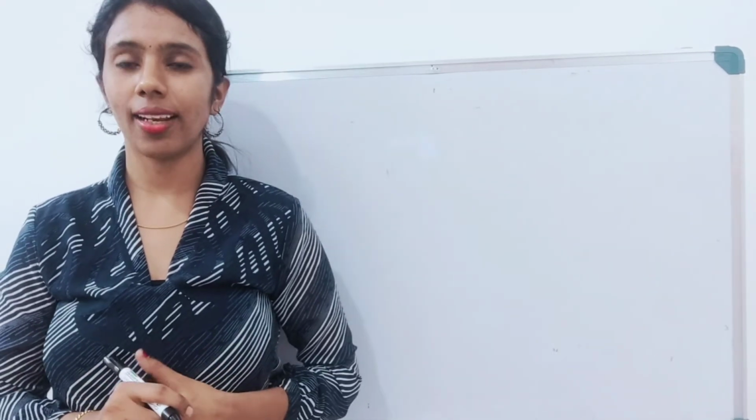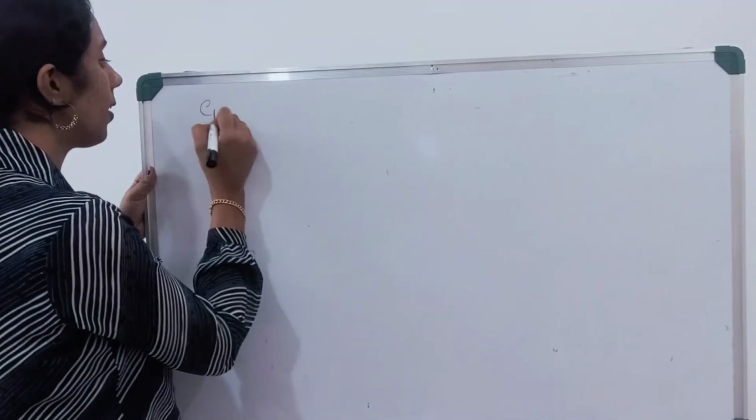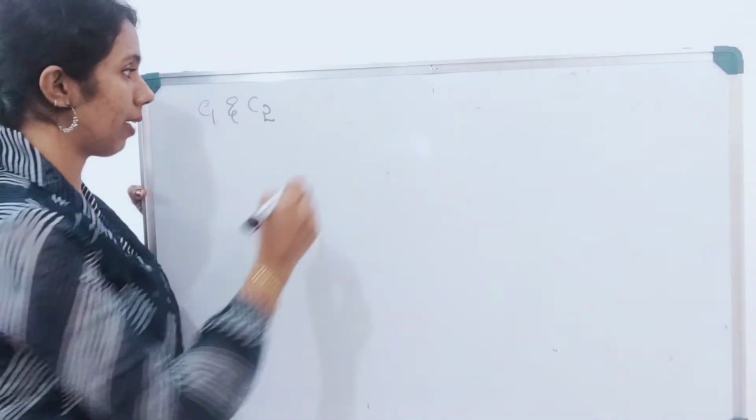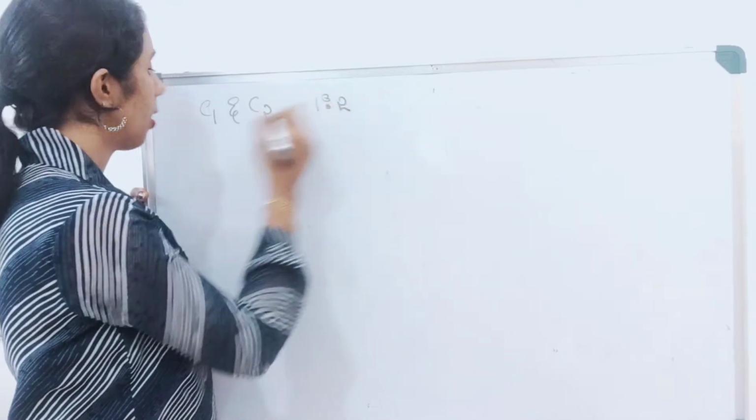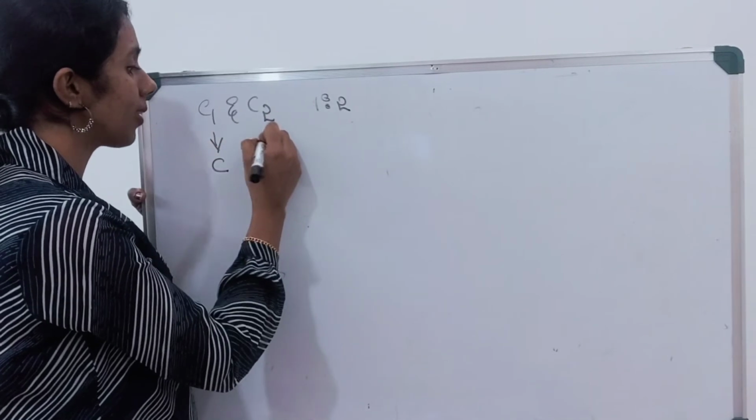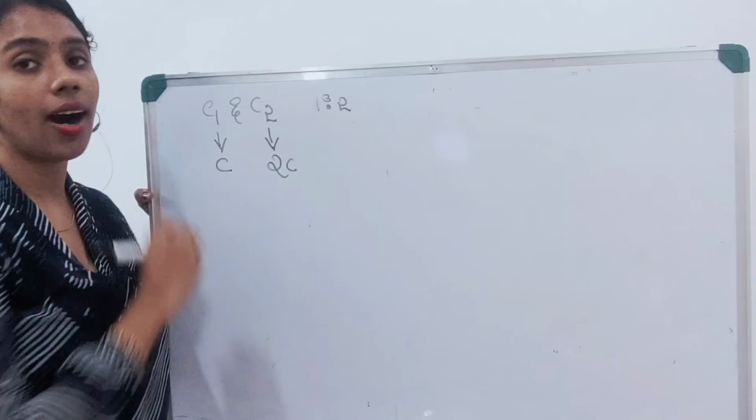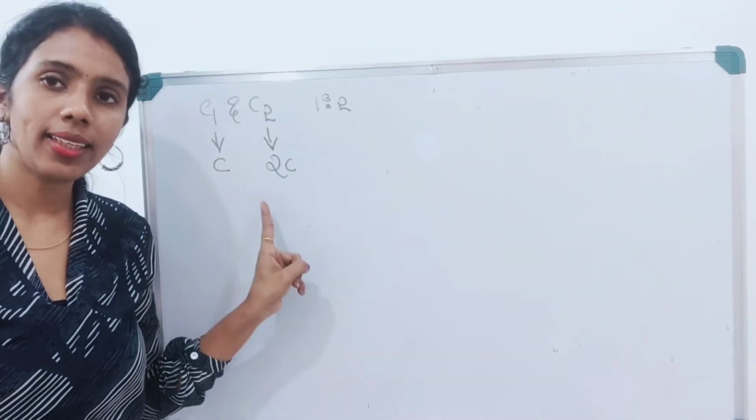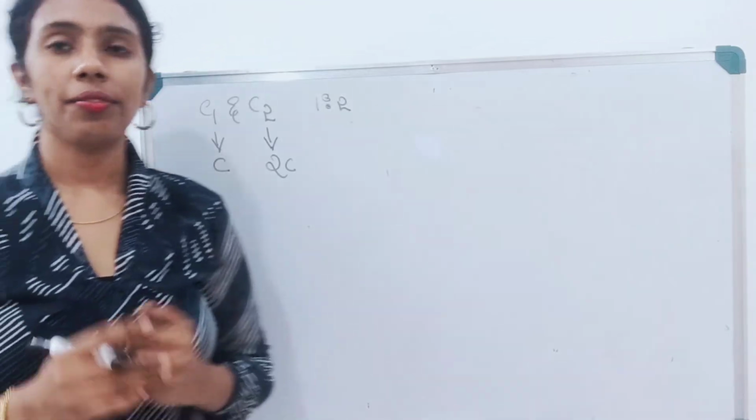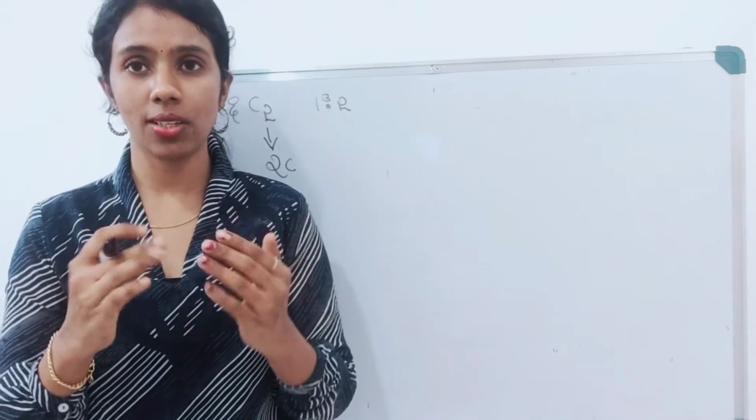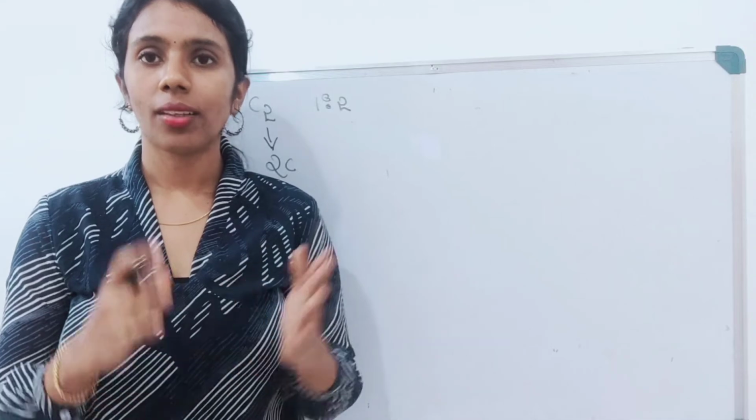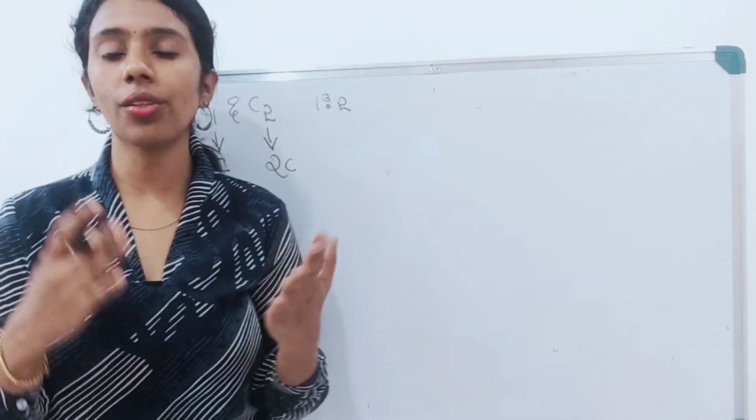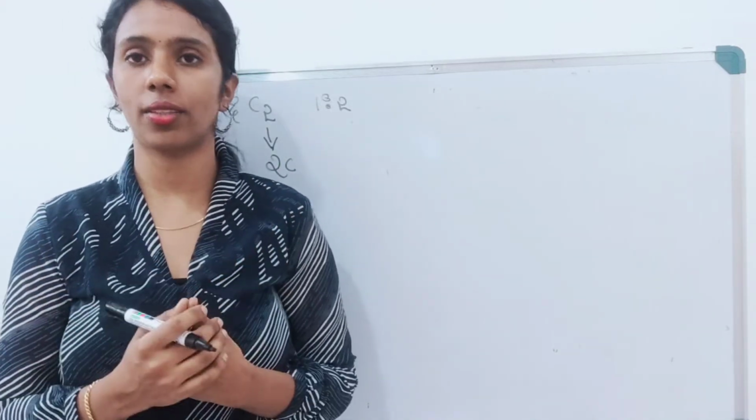In the second part, there are two capacitors C1 and C2, where the ratio of these capacitors is given, that is 1:2. So if C1 is C, we can write C2 as 2C because they are in the ratio 1:2. So one capacitor is C and the other capacitor is 2C. We have to find the ratio of potential differences when the energy stored in the parallel combination of these capacitors is equal to the energy stored in the series combination of these capacitors.